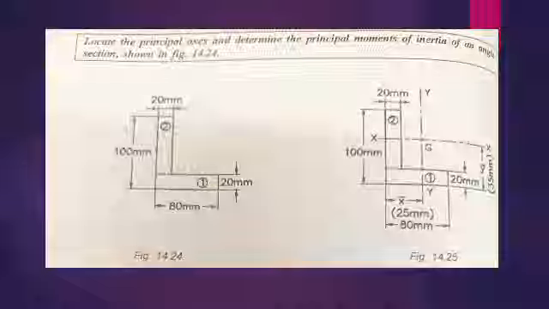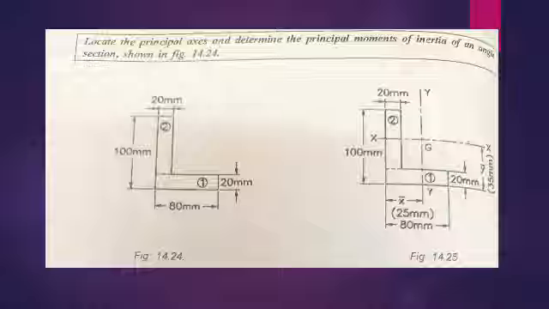Okay, here the L portion or angle section is divided into two rectangular sections of dimension. The first rectangle is of dimension width 80 mm and height 20 mm, or length 80 mm and width 20 mm. Okay, then the second rectangular portion is of length 20 mm and height 80 mm. Okay, the total height is 100 mm. You have to reduce the 20 mm.